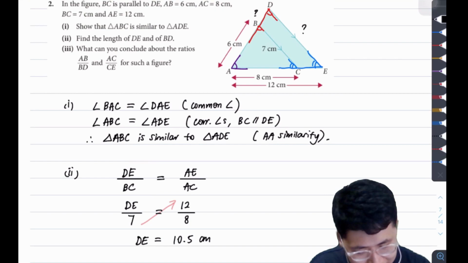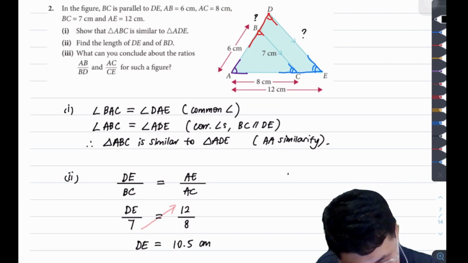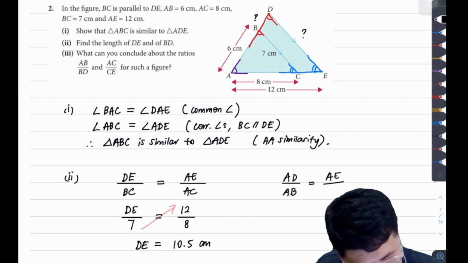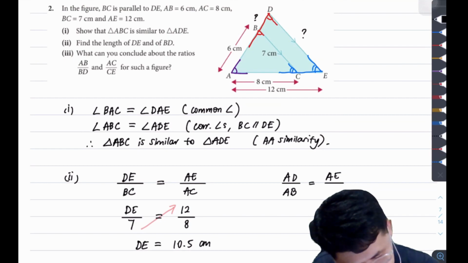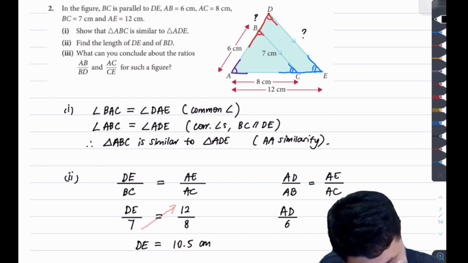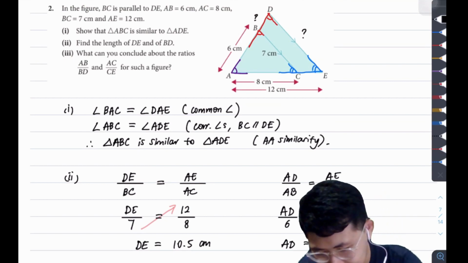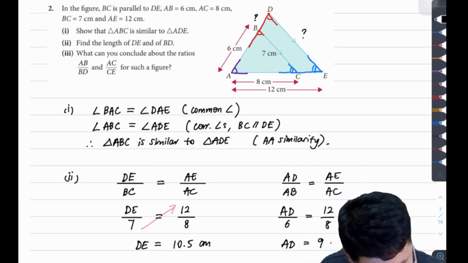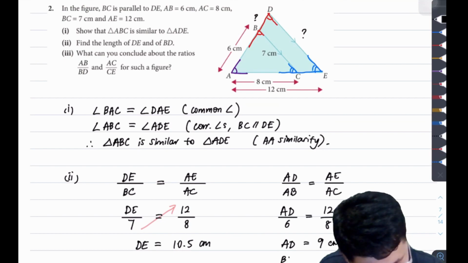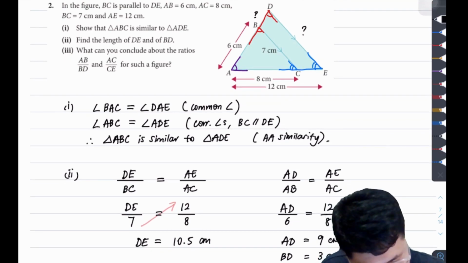Then for length BD, let's take a look at AD first, right? So AD over AB, the long one, is going to be equal to AE, the long one, over the shorter one, AC, right? So it corresponds like that. So AD over 6 is equal to 12 over 8. So AD would be 9 cm. So BD would be 9 minus 6, so it's going to be 3 cm, like this.